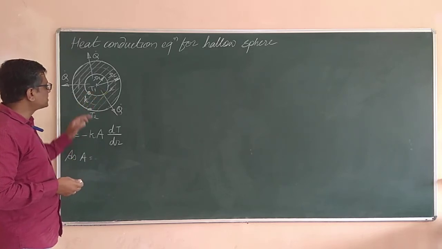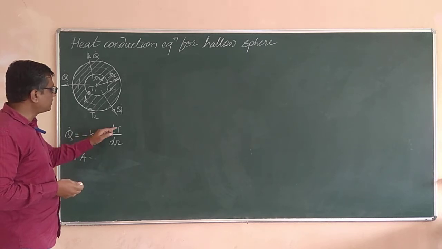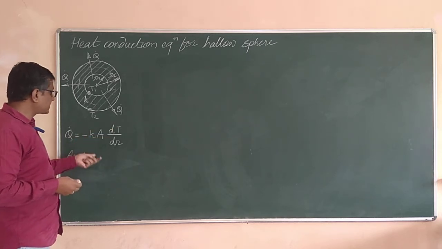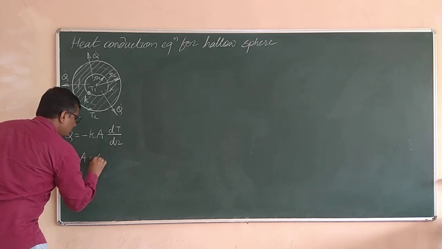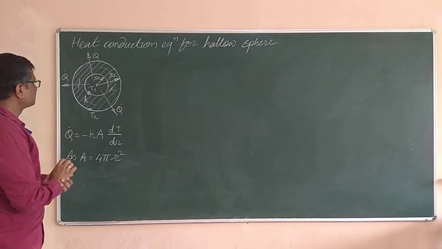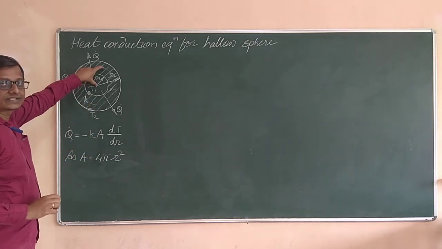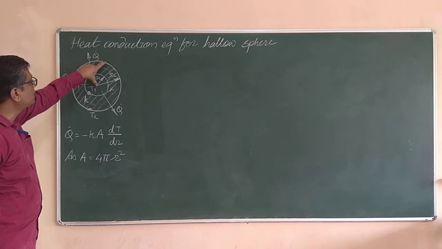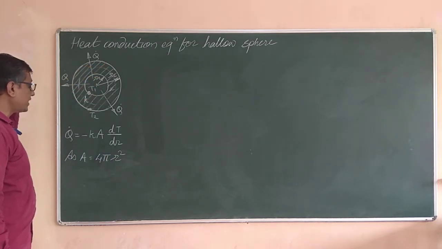So how much is that? That is given by Fourier's law. This is Fourier's law, that is Q dot is equal to minus K A into dT by dr. But in this case, the surface area of a sphere is given by 4 pi r square. This is the surface area of a sphere. If I take any arbitrary radius small r in between r1 and r2, then the surface area of that imaginary sphere will be equal to 4 pi r square.